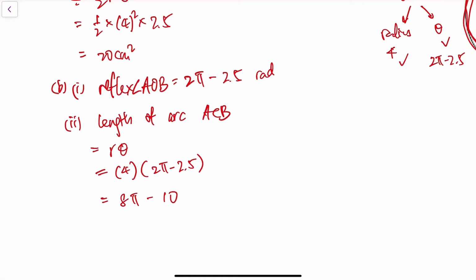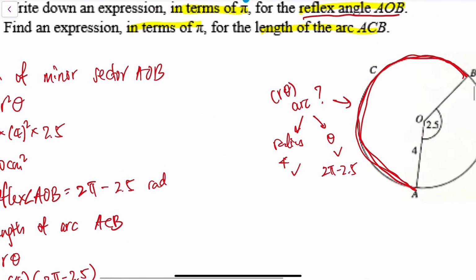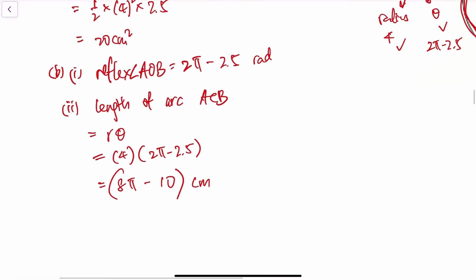Okay, so this is in terms of cm. Put a bracket. Now, can we leave an answer like that? Yep, because they want your answer to be left in terms of pi. So we cannot calculate it out. We have to leave it in pi form. If not, you will not be answering the question.